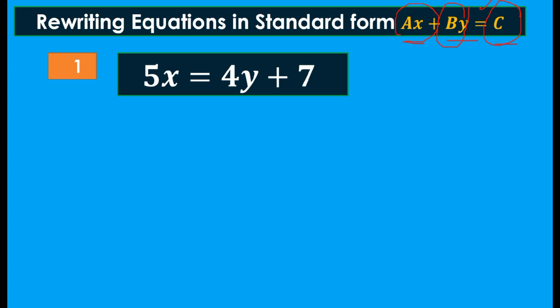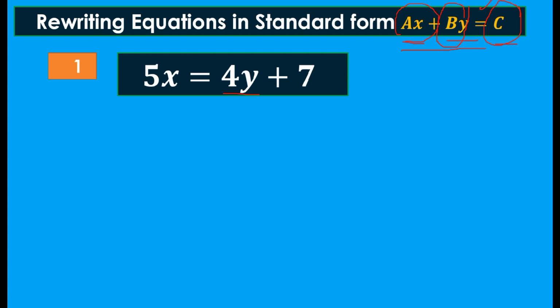5x is equal to 4y plus 7. In our given a while ago, we have your ax plus by equals c. So your by and your ax should be placed before the equal sign. And your c should be placed after the equal sign. So what shall we do here? Your y here is after the equal sign. So we will need to remove your y here. So we transfer your y before the equal sign.